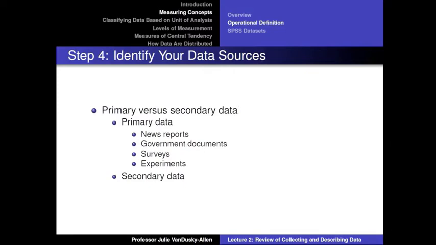The last step in creating an operational definition is identifying your data sources. Your data sources tell you whether your subjects meet the specific observable criteria in your variable. We can either use data we collected, which is called primary data, or use data that other people have collected, which is called secondary data. If we wanted to collect primary data, we would use information from news reports, government documents, surveys, or experiments. There are lots of places we can collect data from. Of course, there are also a lot of political science related data sets out there that other scholars have already created, so often it's just easier to use data other people have created instead of creating our own.